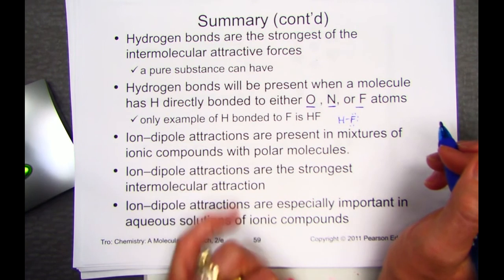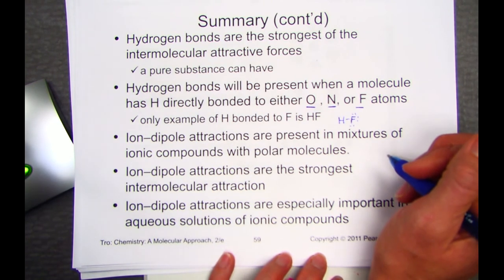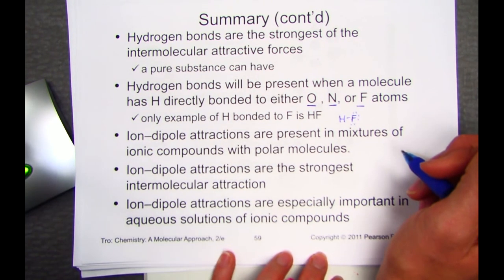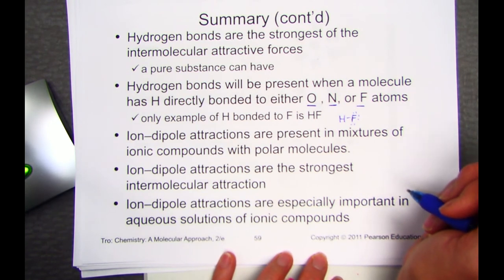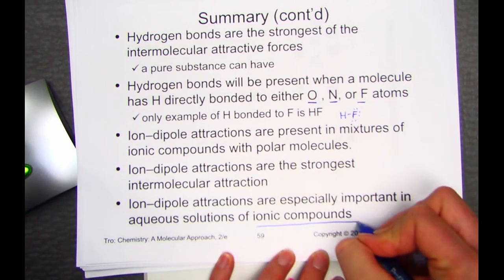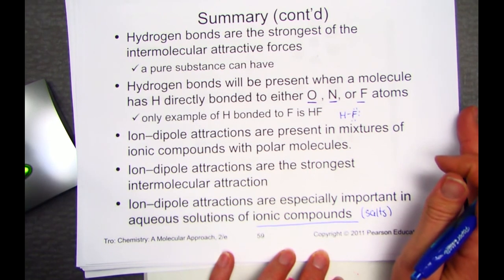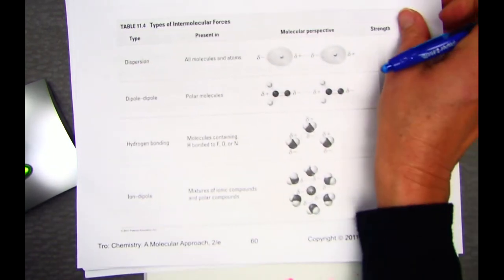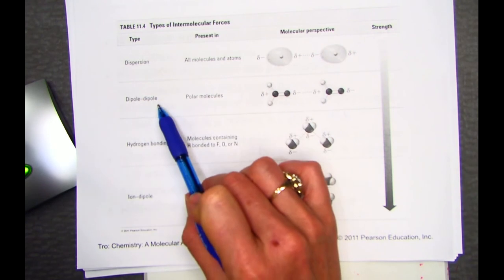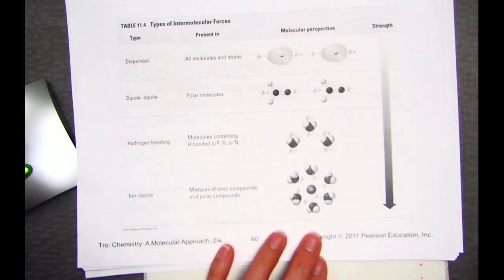Ion-dipole attractions are present when mixtures of ionic compounds are dissolved with polar molecules, such as salt water. Ion-dipole attractions are especially important in aqueous solutions of ionic compounds, commonly called salts, made up of a positive metal cation hooked to a negative nonmetal anion. Dispersion forces, dipole-dipole forces, hydrogen bonding, and ion-dipole are all the types of intermolecular forces.